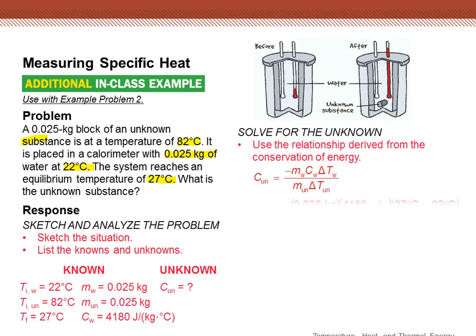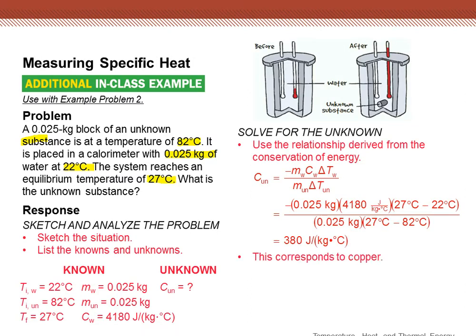So what we're looking at here, we have all of our known values: our initial temperature of the water, the mass of the water, the initial temperature of the unknown substance, and the mass of that substance, and they both have the same final temperature. And we have the specific heat of water. Once again, we can look that up, and that's 4,180 joules per kilogram degree Celsius. And so we know the heat transfer from the water is going to equal the heat transfer from the unknown object. So we set those two equal to each other: mc delta T equals mc delta T.